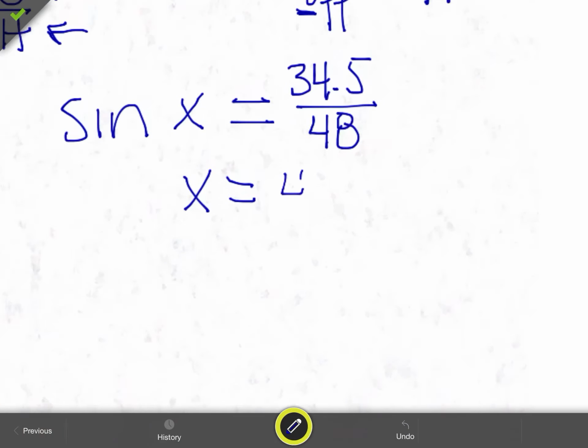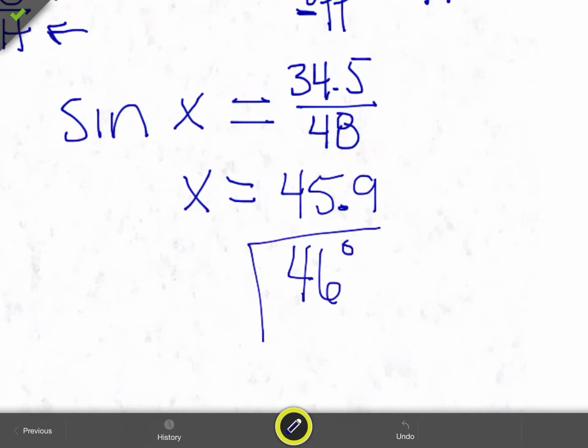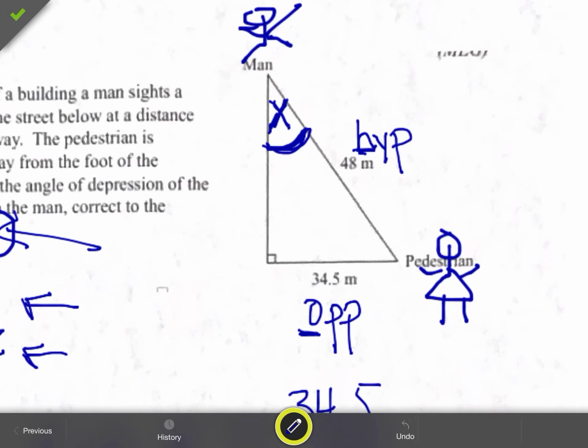I'm actually going to write that, but that's not going to be my final answer. So 45.9 is what it comes out to be, but they want the whole number, the nearest degree. So that's going to round up to 46 degrees. That is going to be my final answer. So you just figured out that the angle of depression, which again is the angle up here at the top, is 46 degrees.